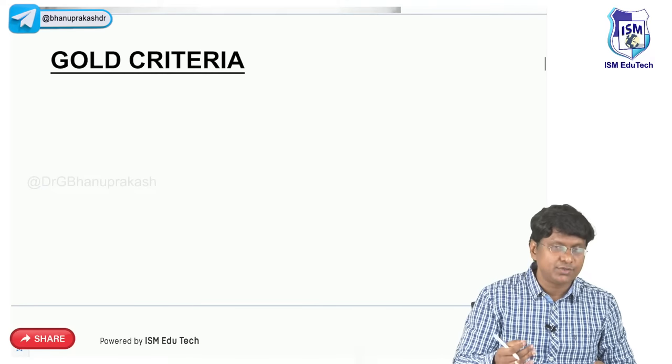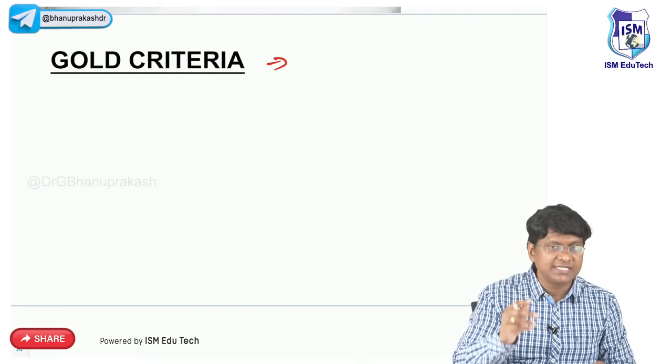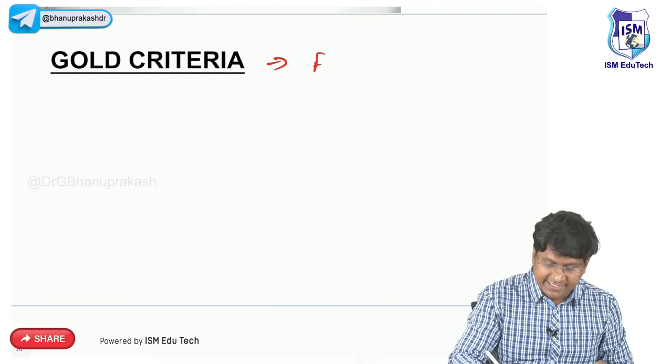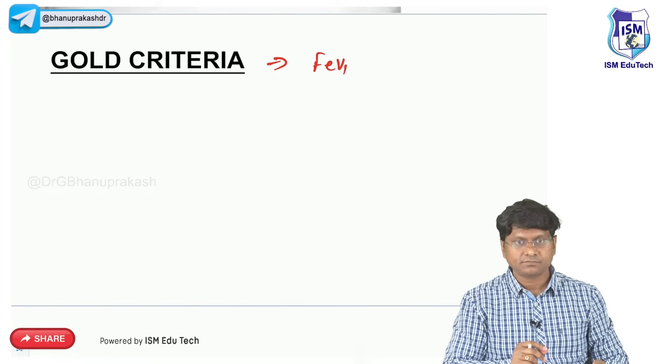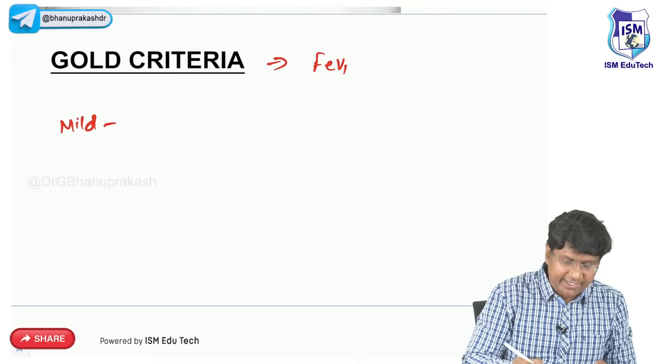And what is the criteria to assess the severity of COPD? That is the GOLD criteria. And what is the parameter that we take into consideration for assessing the severity? That is FEV1. So when do you call mild COPD?